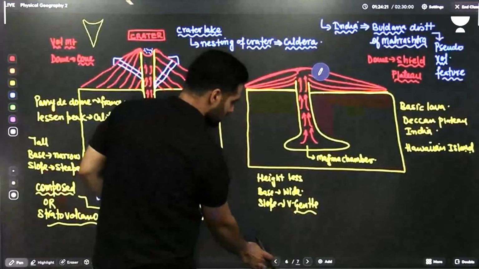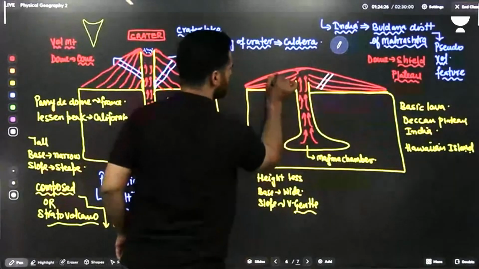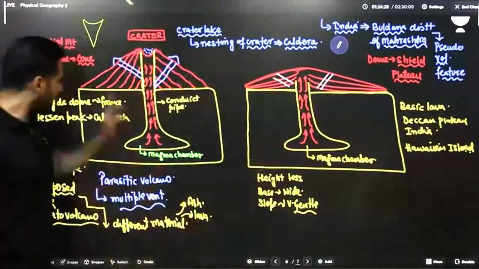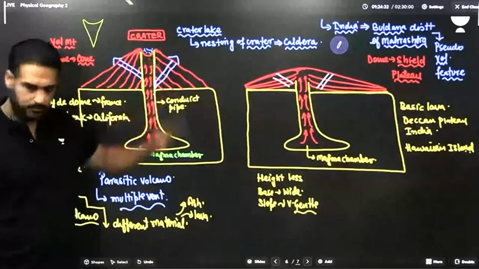यहां देखो, ये लो, ठीक है, ये खाली इसमें नहीं, यहां पे भी बन सकता है. Any volcano can have this. Is it clear?